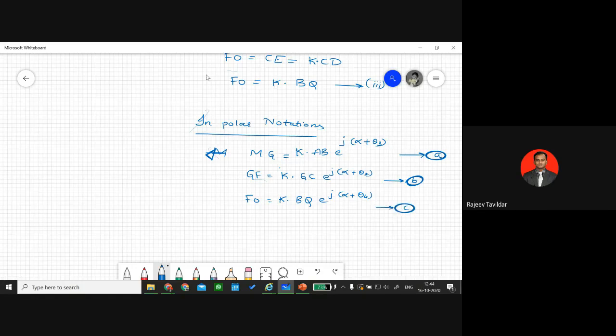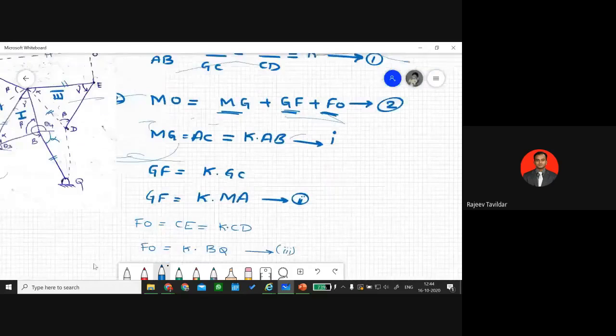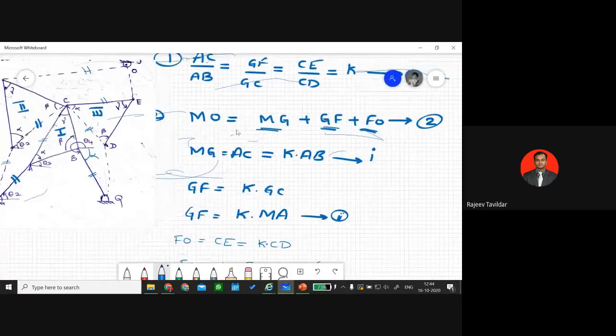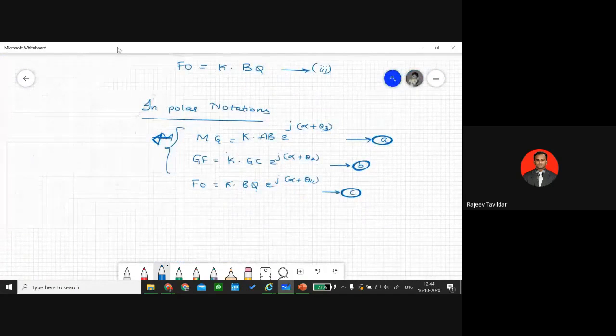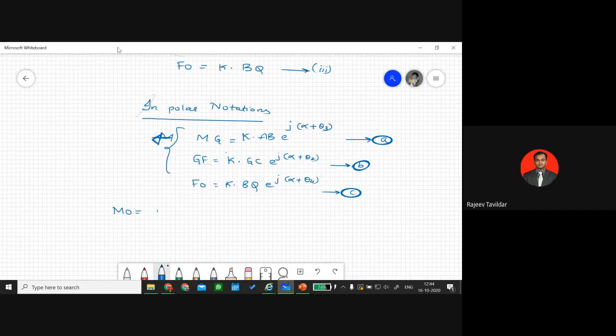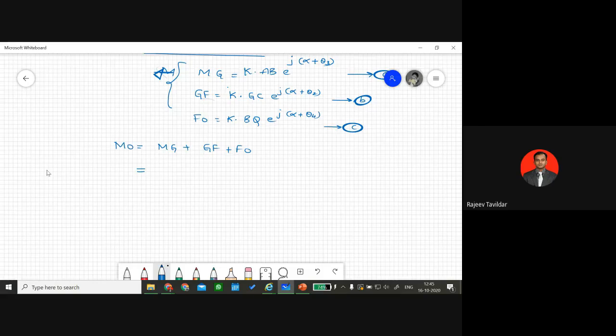This is my equation number C. So now all these three equations, that is A, B and C, I am going to substitute in our equation number 2 here, the main equation. Okay, so let me write that main equation here. What we had is MO is equal to MG plus GF plus FO. So we have these values here: K into AB e raised to j alpha plus theta 3 plus K into GC e raised to j alpha plus theta 2 plus K into BQ e raised to j alpha plus theta 4.